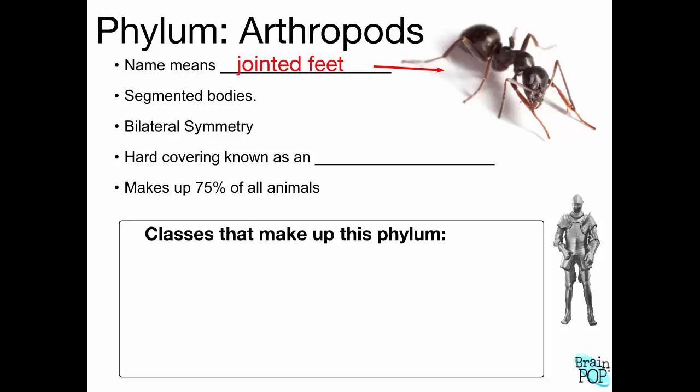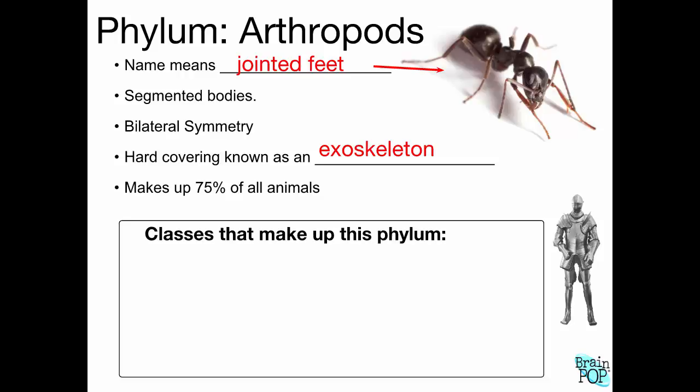Arthropods have a hard outer covering called an exoskeleton. Where is our skeleton? Inside. It's an endoskeleton. But arthropods have a skeleton on the outside, a sort of hard shell that they make. Their body's broken into segments, sections. They have bilateral symmetry. And actually about 75% of all animals are in this group, arthropods. So the vast majority of animals are actually arthropods.